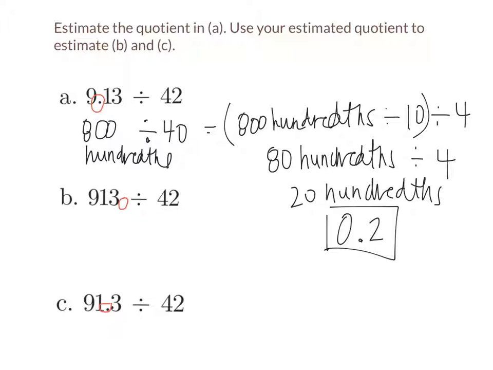Okay, now let's look at part B. We're not going to actually go through this whole process because we don't need to. How does the whole for part B, 913, compare to the whole in part A? It's the same digits, but is it the same value? No. Is part B bigger or smaller? We just said. How many times bigger? So if I start out with something 100 times bigger and I divide it by the same number, 42, will the quotient be bigger or smaller?